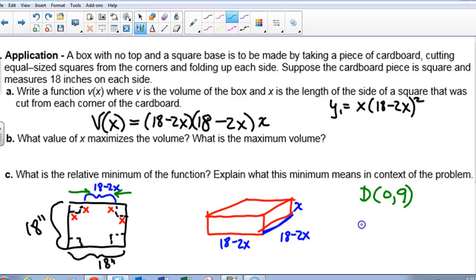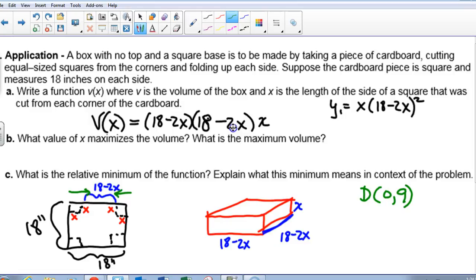Now the range is what comes out for the volume. Can you just do me a favor? Put a 2 in here. What's 2 times 2? 18 minus 4? 14. Anybody know 14 times 14?